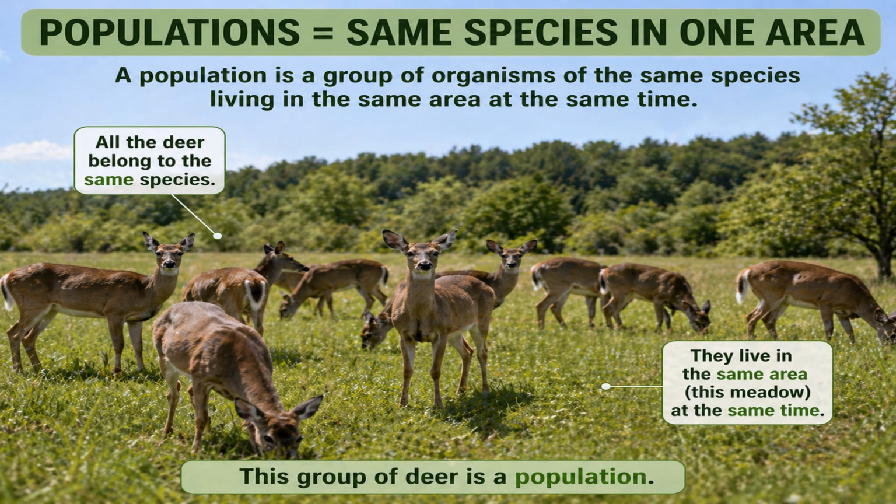Populations means the same species in one area. A population is a group of organisms of the same species living in the same area at the same time. All the deer belong to the same species. They live in the same area, which is this meadow, at the same time. This group of deer is a population.